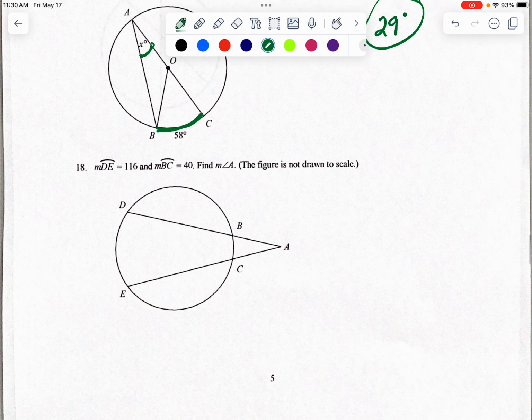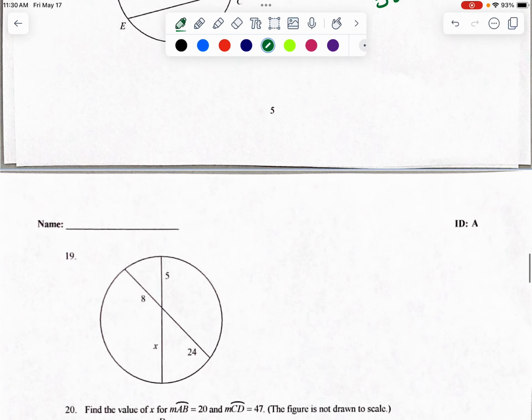Number 18, since the angle is on the exterior of the circle, I know that I'm going to take the two arcs, which are 116 and 40. I'm going to do a half of their difference. So 1/2 of 116 minus 40. So 116 minus 40, and half of that is going to be 38 degrees. So the measure of angle A is 38 degrees.